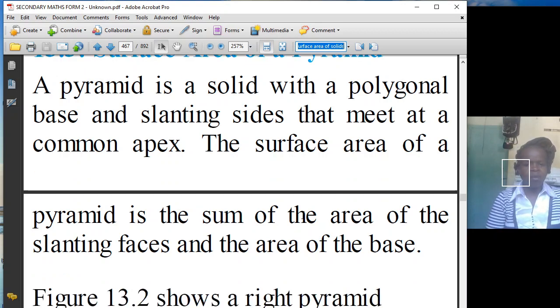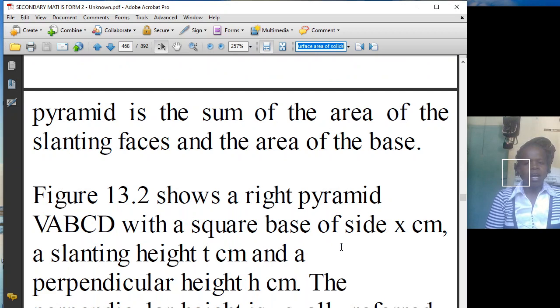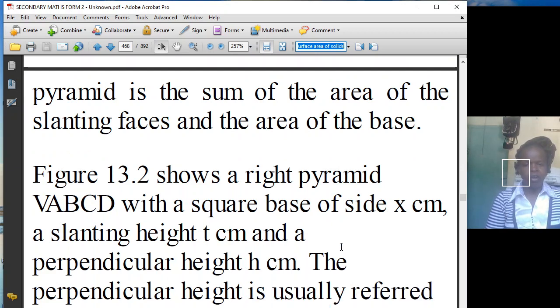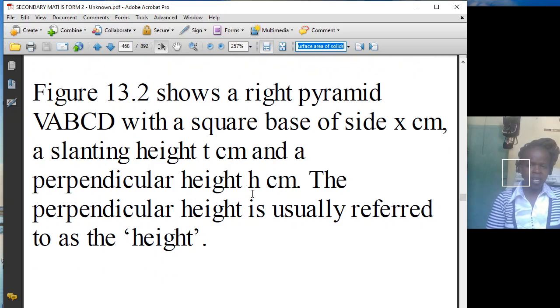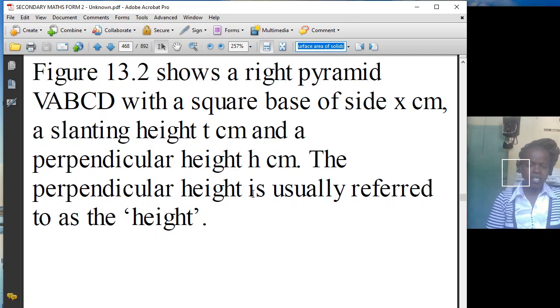We find the sum of the area of the slanting faces and the area of the base. I have a figure here of a right pyramid with a square base of side x centimeters and a slanting height of t centimeters. And the perpendicular height is h centimeters. The perpendicular height is usually referred to as the height. And the slanting height is the height for those triangular faces.